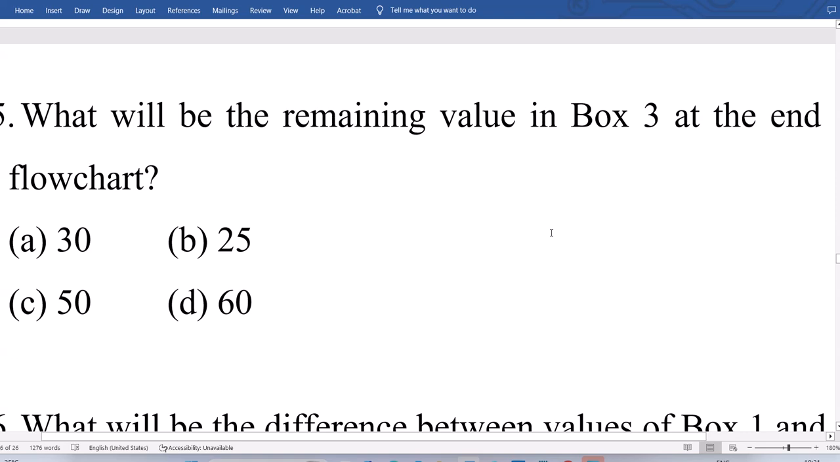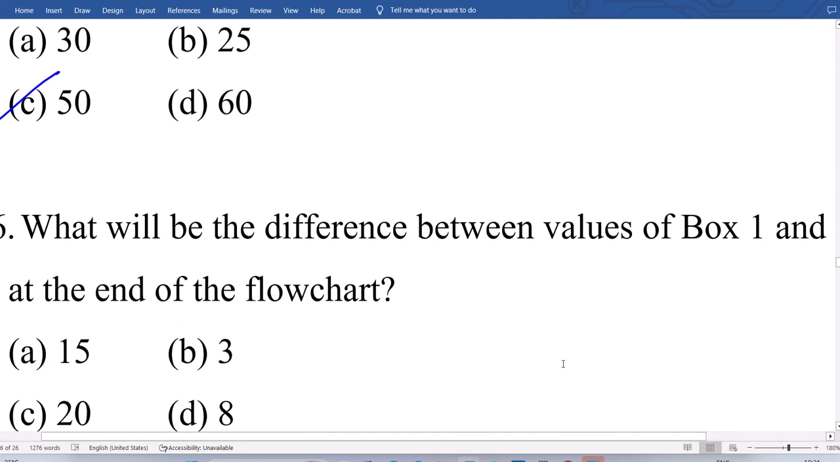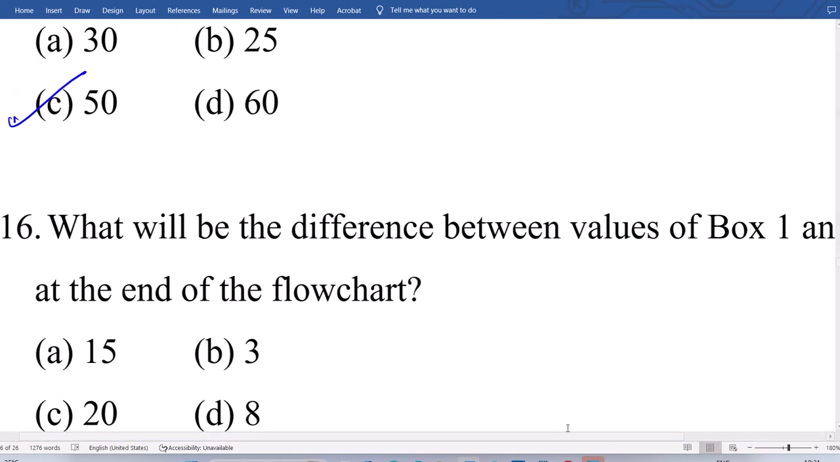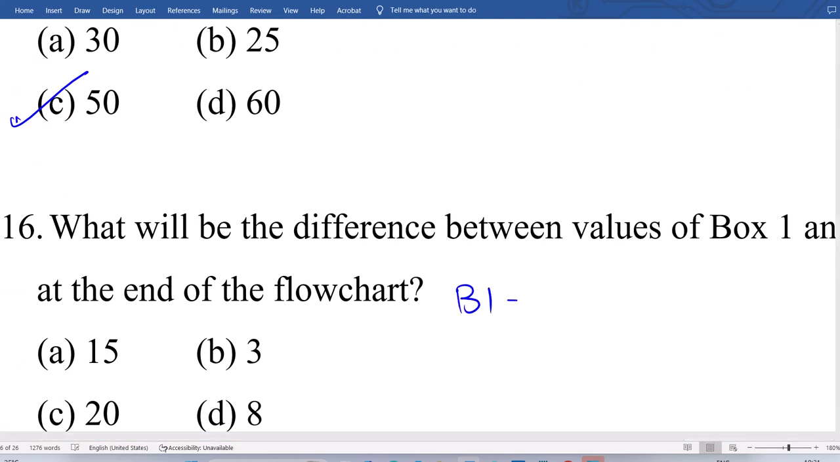First question, what is there in box 3 at the end of the flowchart? Box 3, 50. Box 3 updated. Okay, 4 into 8, right? So 10 into 5, 50. Difference between box 1 and box 2. There is no change in box 1 and box 2, so the difference we can take directly.